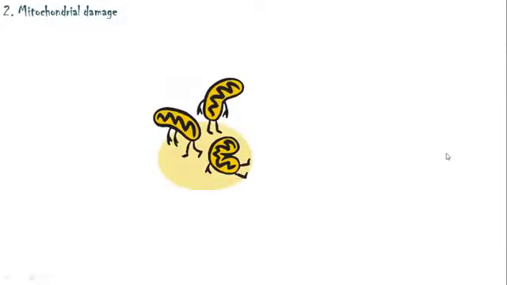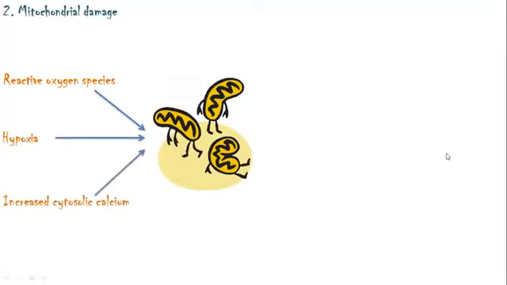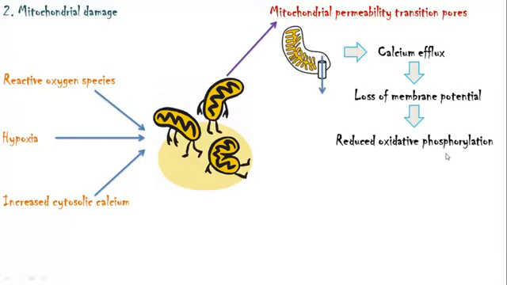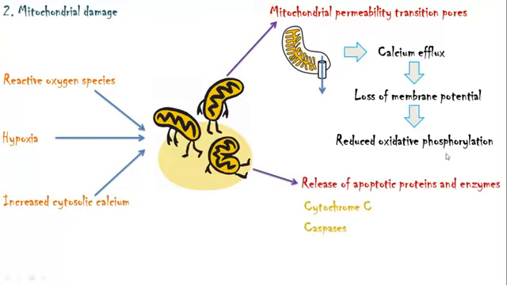The second mechanism is mitochondrial damage. Mitochondria can be damaged by reactive oxygen species, hypoxia and increased cytosolic calcium levels. There are 2 major consequences of mitochondrial damage. One is formation of high-conduction mitochondrial permeability transition pores. These channels allow ions to leak freely, causing loss of mitochondrial membrane potential. This impairs oxidative phosphorylation and causes further reduction in ATP synthesis. The other is release of apoptotic proteins and enzymes, such as cytochrome C and caspases. These proteins and enzymes damage cellular components and trigger cell death by apoptosis.